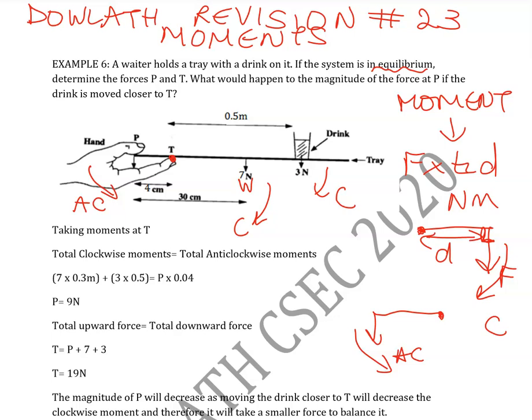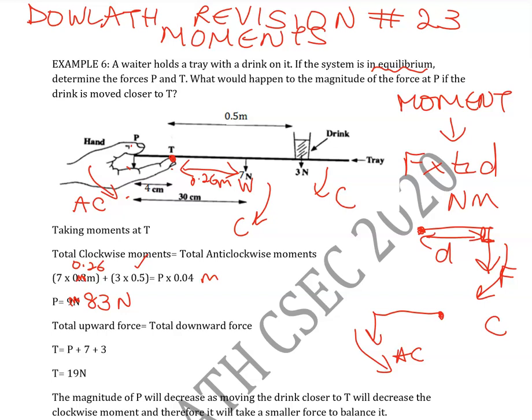So taking the moments about that point, you would have had 7 by the distance here to here, right? And that would actually be 0.26, because this entire thing is 30 cm, this is 4, so this will be 26 cm or 0.26 meters. Then you would have had 3 multiplied by 0.5, correct, and that is P, and the distance of P to T would have been 4 cm or 0.04 meters. So working it down, you would have gotten 7 by 0.26 plus 3 by 0.5. So you'd have gotten 3.32 divided by 0.04. So this would have given you 83 newtons, right, when you worked it down.